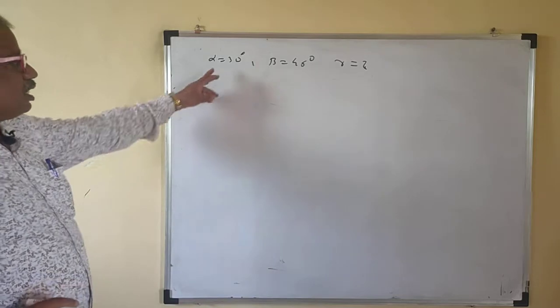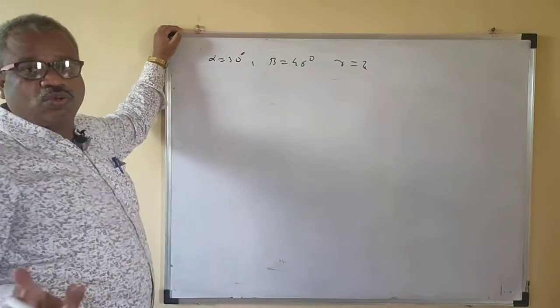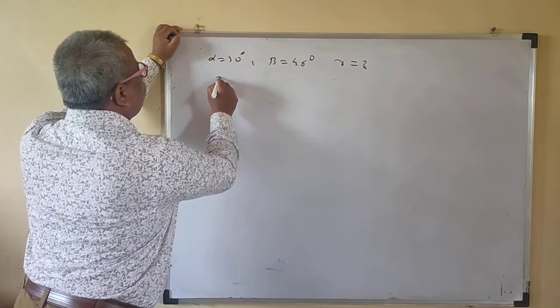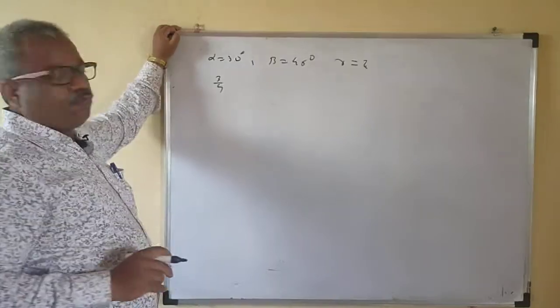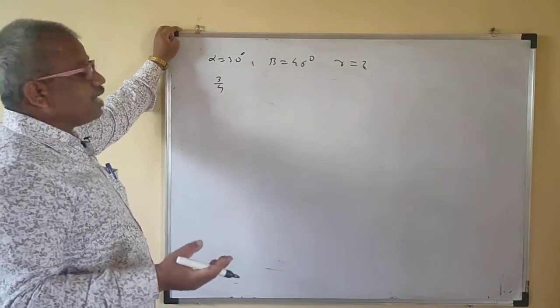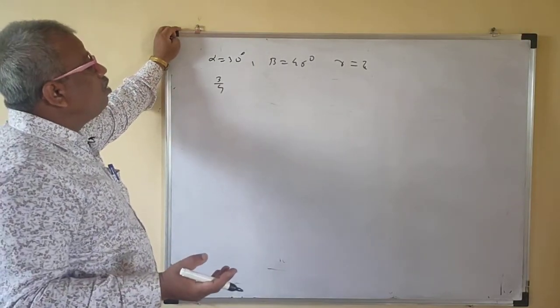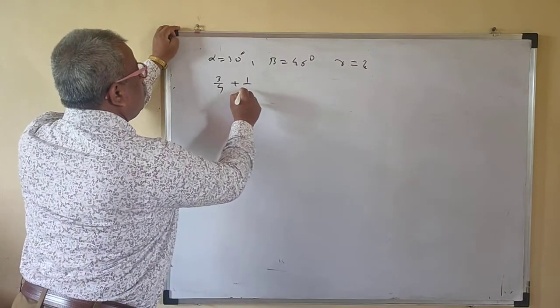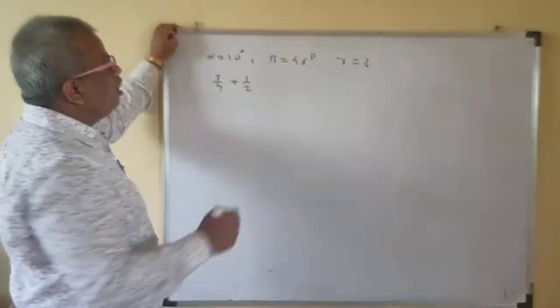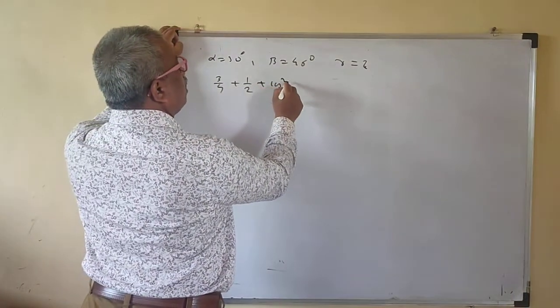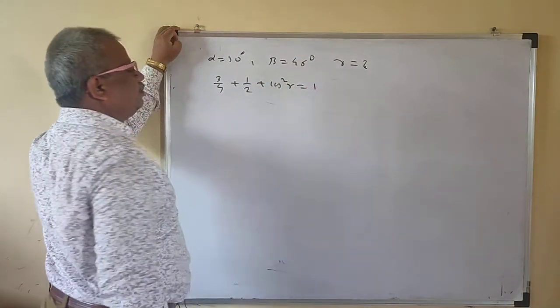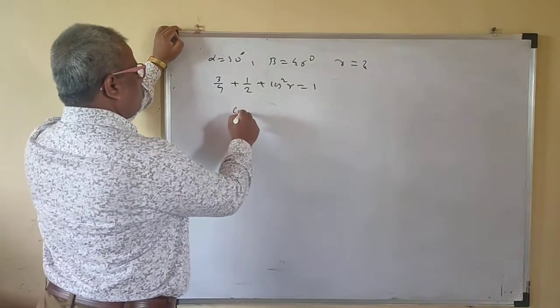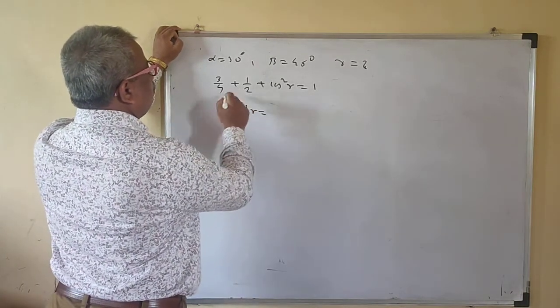Okay, so what here, just cos 30. Cos 30 is root 3 by 2, so the square is 3 by 4. Plus cos square beta, cos 45 is 1 by root 2, so the square is 1 by 2. Plus cos square gamma is equal to 1.